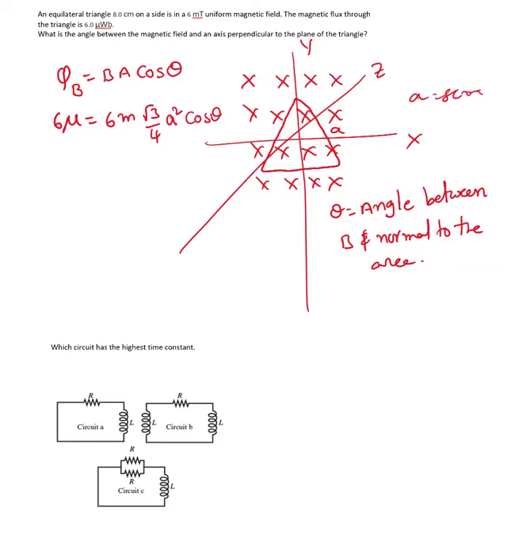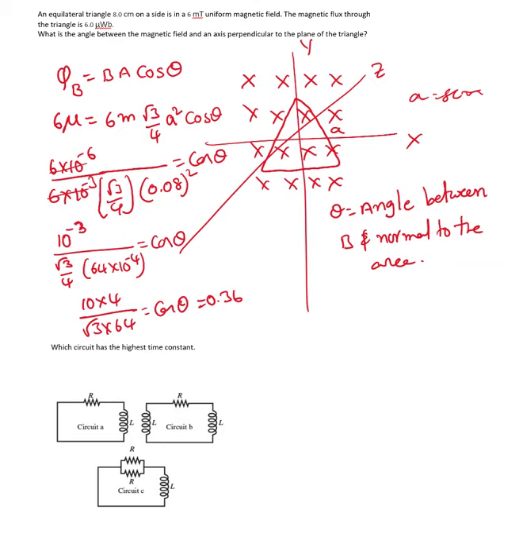Convert that into meters. So I will end up with 6 micro over 6 milli, 6 times 10 to the power of minus 6 over 6 times 10 to the power of minus 3, times square root 3 by 4, and the area is 0.08 whole squared, equal to cos theta. After simplifying this, I end up with cos theta equal to 0.36, and theta equal to cos inverse of 0.36. I end up with 68.8 degrees. That's the answer for this question.